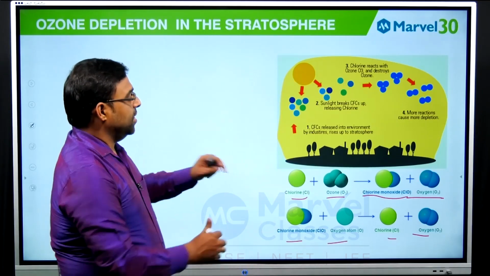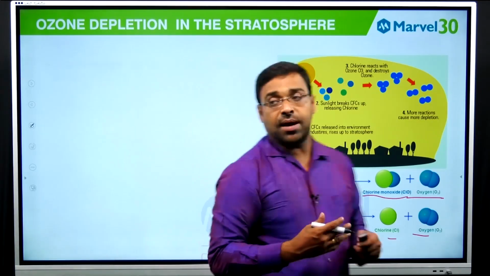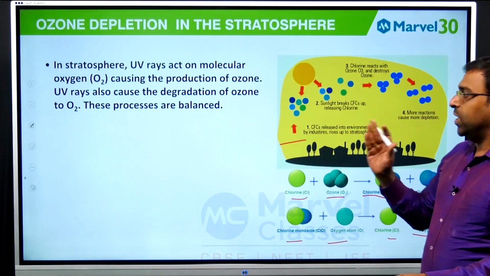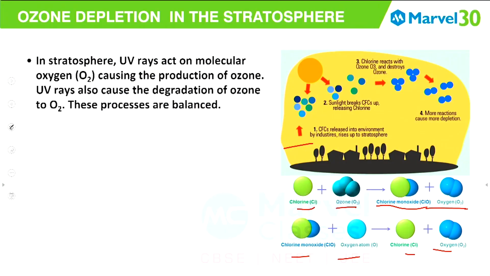So you have this, see, from industries, it goes up. In the stratosphere, UV rays act on molecular oxygen, causing the production of ozone. UV rays also cause the degradation of ozone to O2. This has to be balanced actually. What happens? UV acts on molecular oxygen to give this, right? UV also causes the degradation of that. So O3 degrades to form O2 and UV. Like that, it has to be in a balanced form.